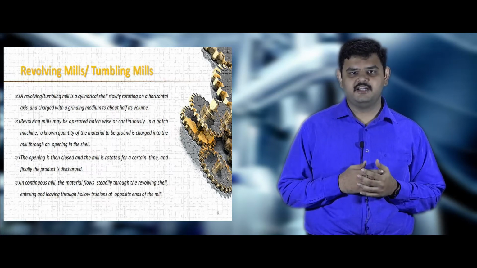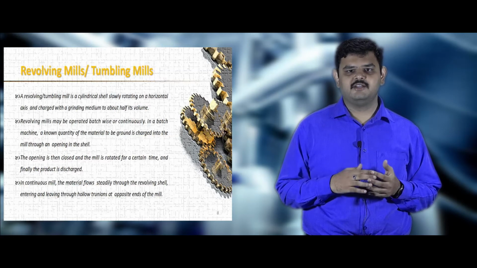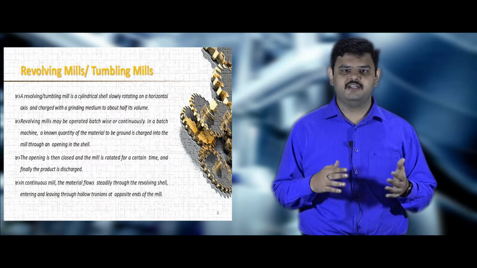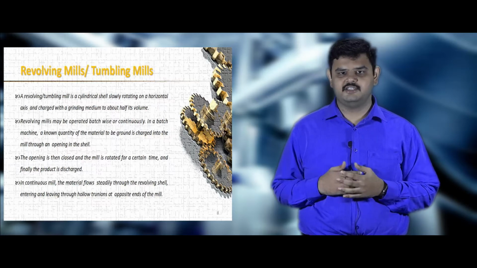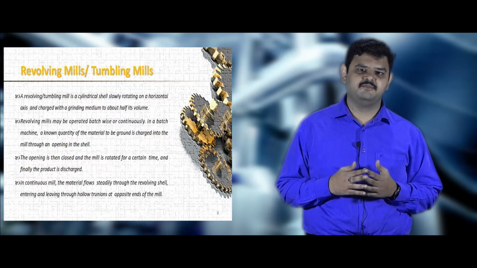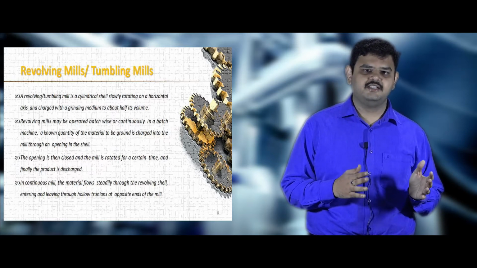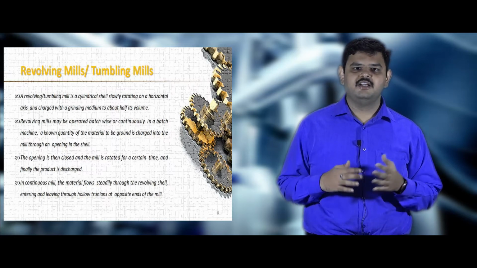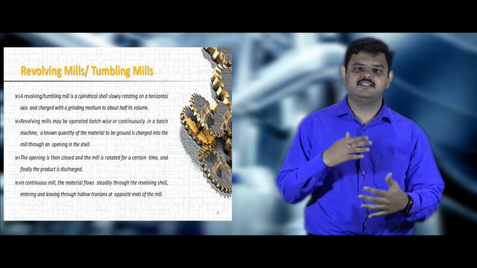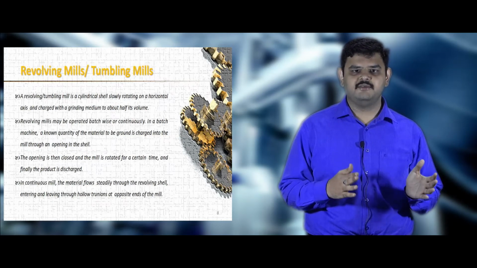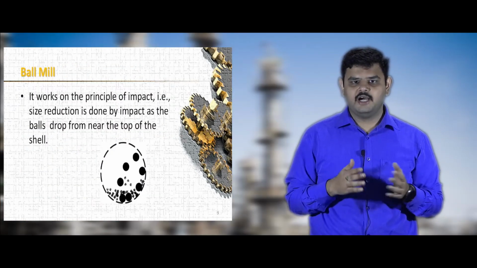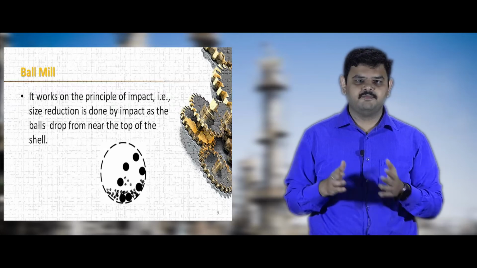In the batch operated tumbling mills, the mill is closed and then the tumbling motion is imparted on the particles fed to the mill, and then the products are withdrawn. The next one is continuously operated tumbling mills. In these, the feed particles are fed and the products are withdrawn continuously. The tumbling motion is imparted when the cylindrical shell is run slowly, so the tumbling mill acts based on impact force. Now we are moving towards the ball mill. The ball mill also works on the principle of impact force.